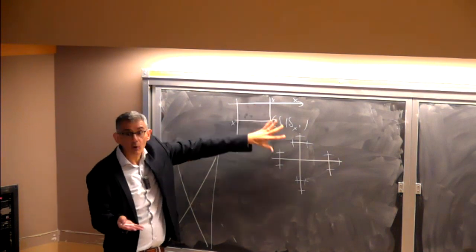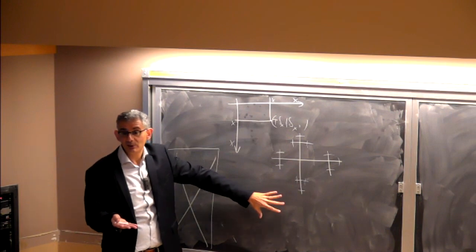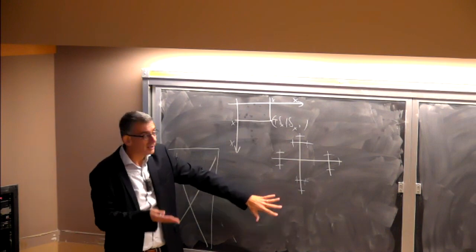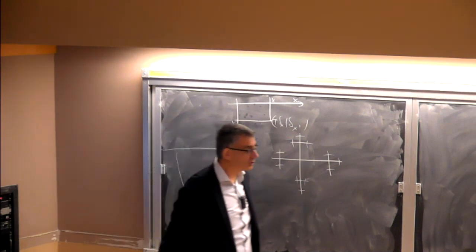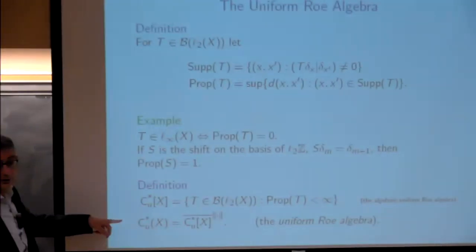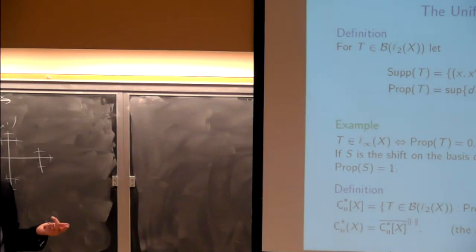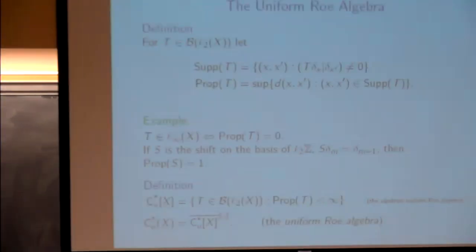Therefore, you can get every compact operator as a norm limit of operators in this algebra. So we take the norm closure and get the uniform Roe algebra. There is also the so-called Roe algebra, and almost everything that I'm going to say applies to it.